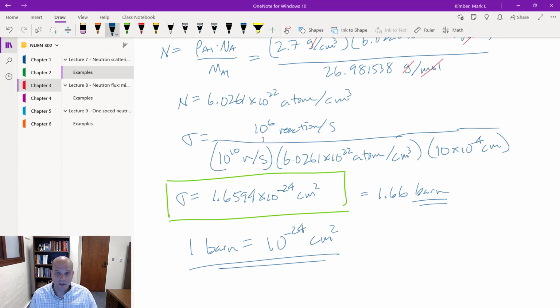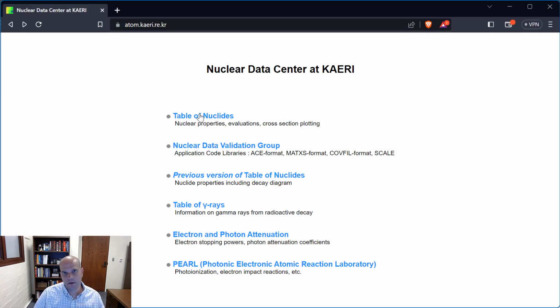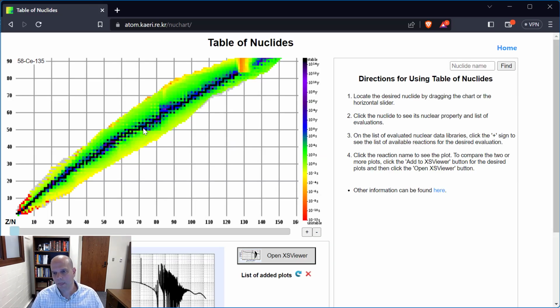I'm going to use the Korean web page, the KAERI web page here. But you're going to find the same information on Brookhaven's and all the other ones that we have discussed so far. And I'll bounce back and forth between them throughout the semester, but for this example, I'm going to use this one. As far as visually, I find this one easiest to use.